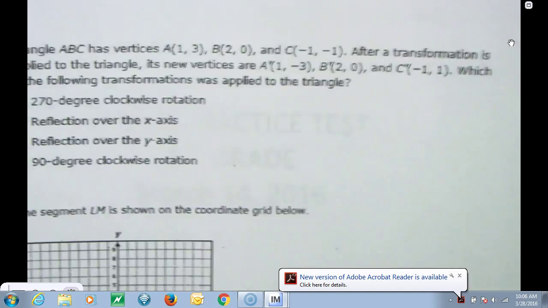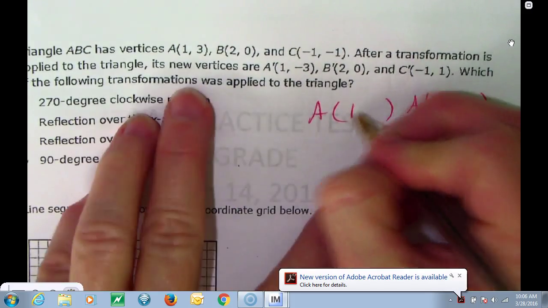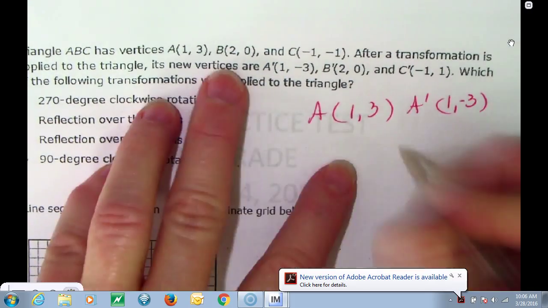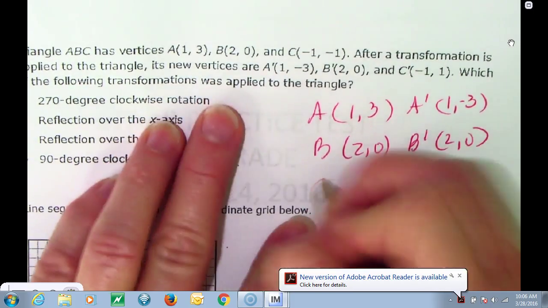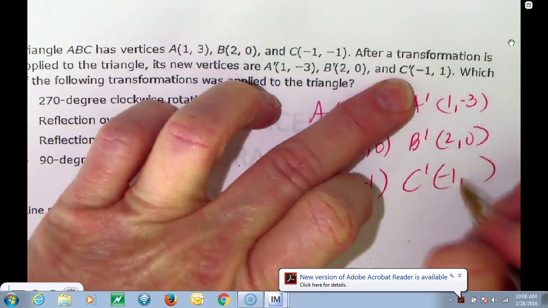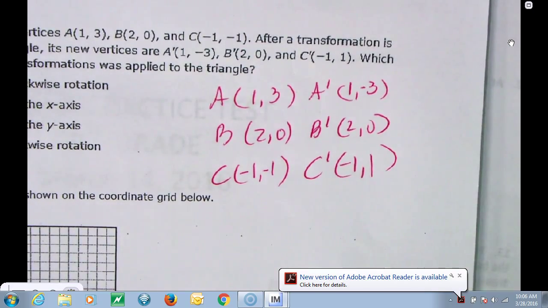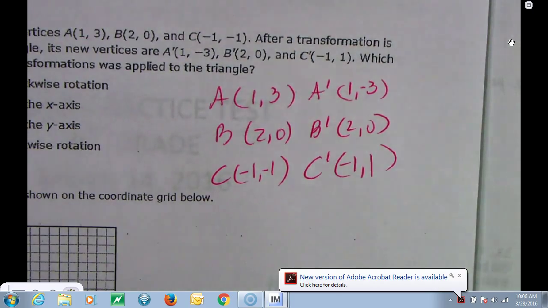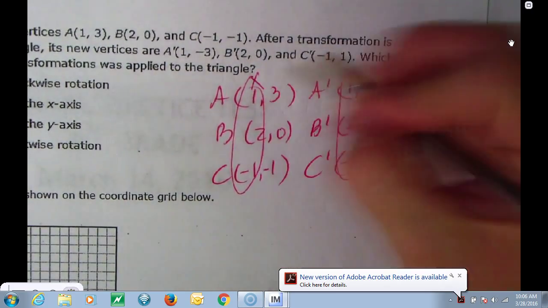Okay, look at 40. On 40, what I had to do is write all the points down here because I get confused when they're sitting up there in the problem. And I think you do too, if you're honest. Don't be lazy tomorrow. Show all your work, write everything down. Check your work. Okay, so what I did is I looked at that and I said, oh, well, all the A's stayed, the X's stayed the same.